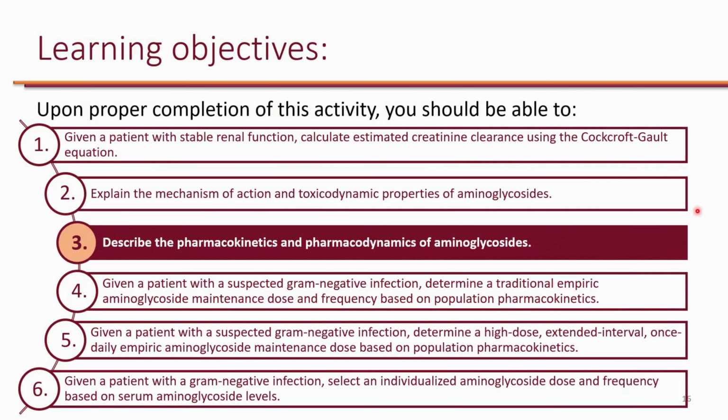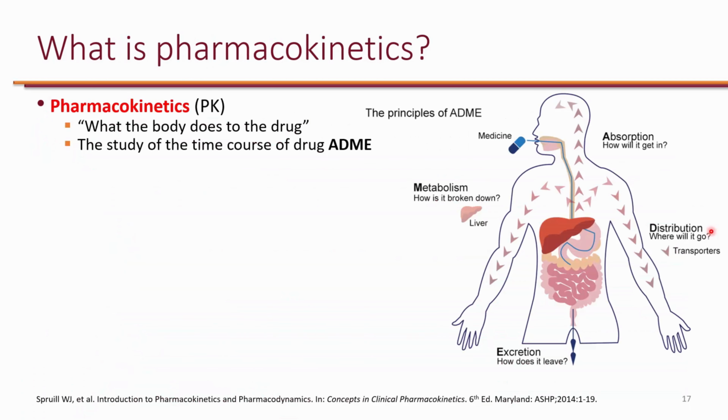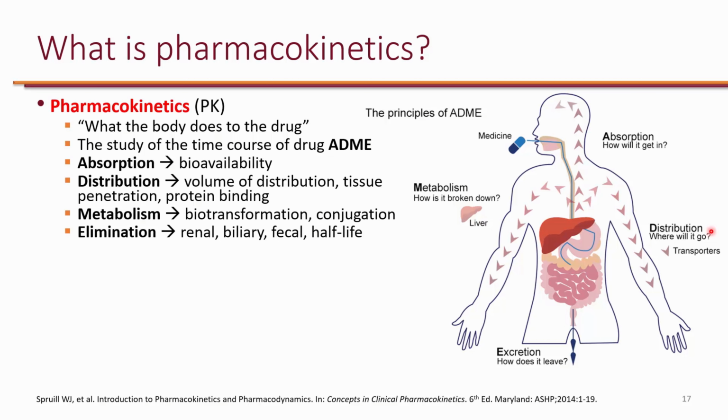We estimated creatinine clearance, and we looked at the mechanism of action and toxicodynamic properties of aminoglycosides. Now, the next learning objective is to describe the pharmacokinetics and pharmacodynamics of aminoglycosides. Let's review what pharmacokinetics means. Traditionally, pharmacokinetics is known as what the body does to the drug. It basically involves ADME: absorption, distribution, metabolism, and elimination.